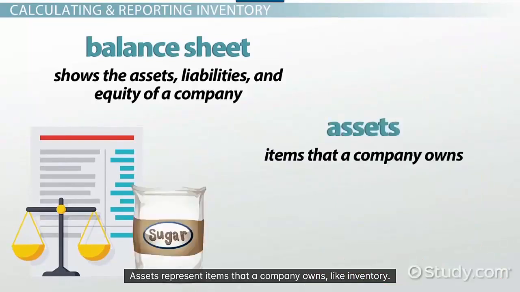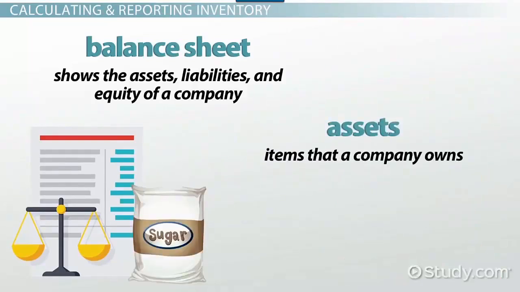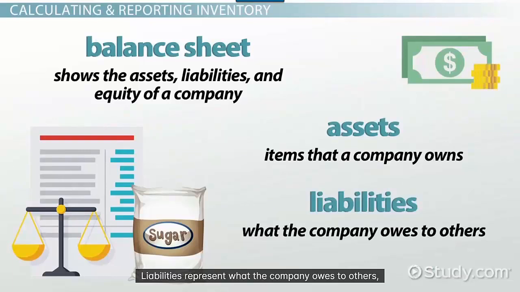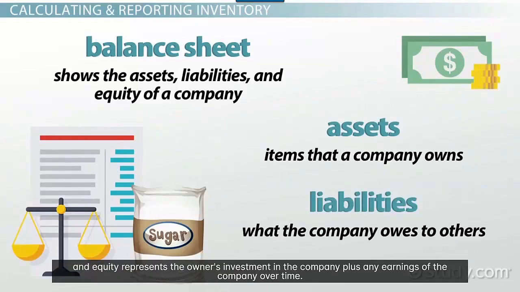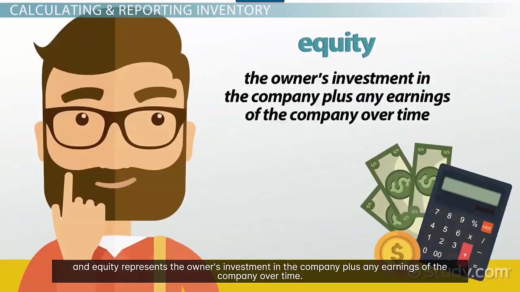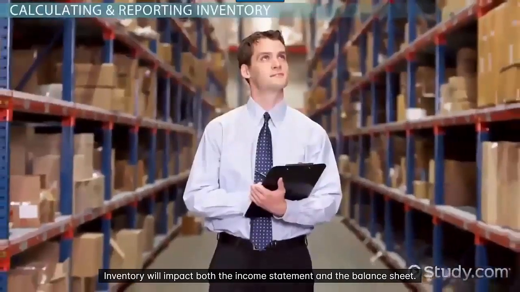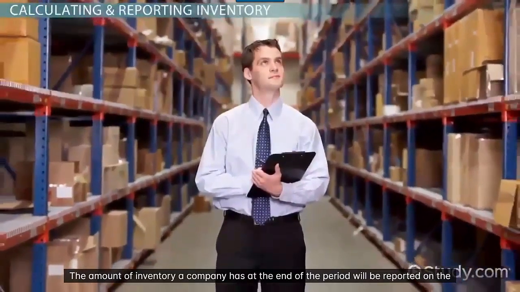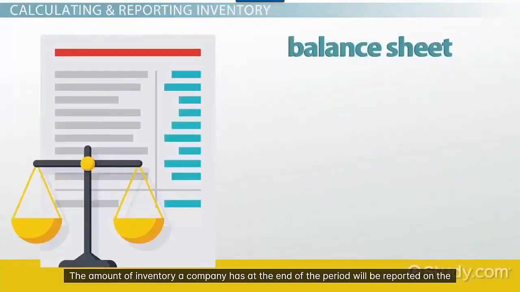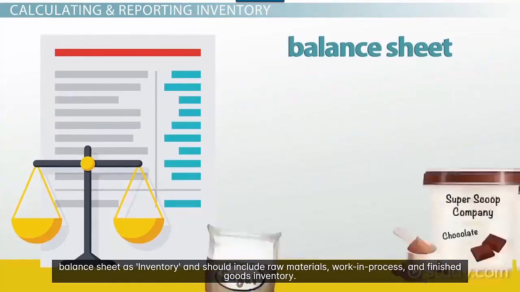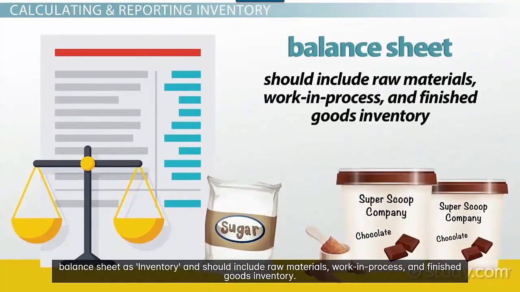The balance sheet shows the assets, liabilities, and equity of a company. Assets represent items that a company owns, like inventory. Liabilities represent what the company owes to others, and equity represents the owner's investment in the company plus any earnings of the company over time. Inventory will impact both the income statement and the balance sheet. The amount of inventory a company has at the end of the period will be reported on the balance sheet as inventory and should include raw materials, work in process, and finished goods inventory.